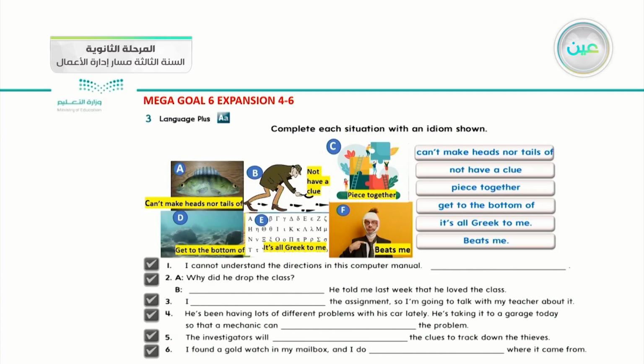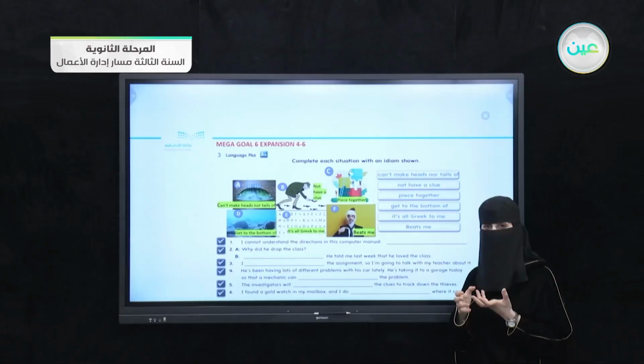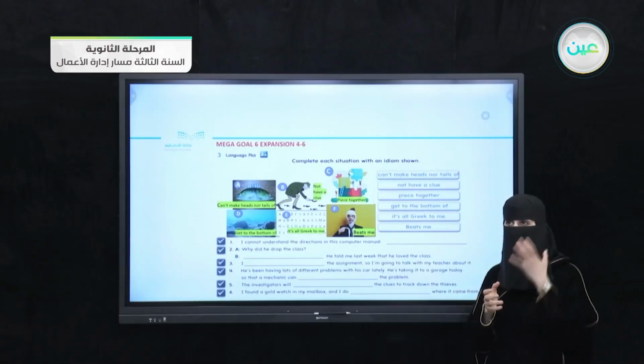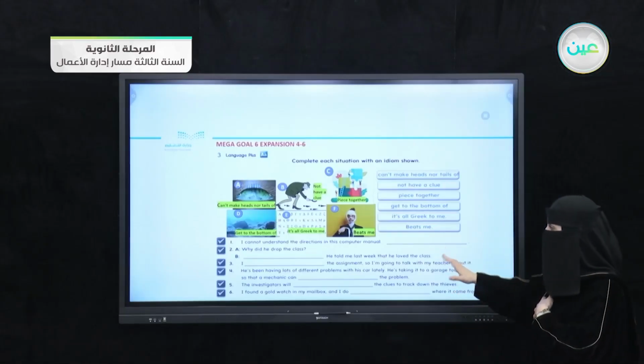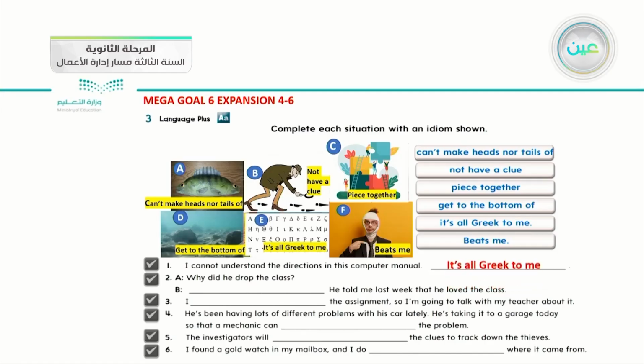At first, we want to read it, and we will analyze that one, and understand the meaning of the sentence before we apply these idioms to it. Number 1, I can't understand the directions in this computer manual, which means that there is something hard, unexpected, that makes confusion to you. What do you think it is? We can say it's all Greek to me. That's what comes in pictures.